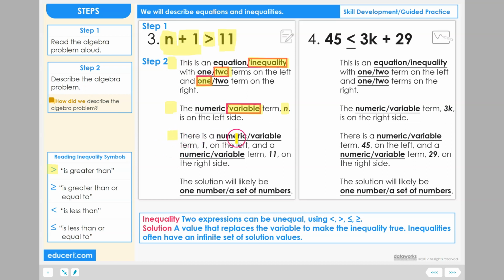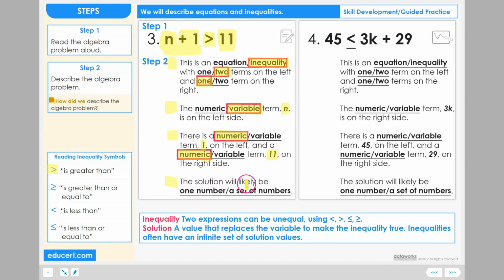There is a numeric or variable term 1 on the left and a numeric or variable term 11 on the right side. Here we're talking about a term that's 1, and that's a number, no variable, so that's numeric. And over here also we're talking about a term that's just an 11, that's just a number, so that's also numeric. So I'm going to select numeric for both of these options. Let's read the third description. There is a numeric term 1 on the left and a numeric term 11 on the right side. Let's read the fourth description.